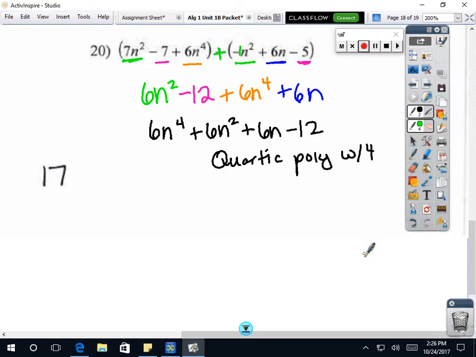Okay, now let's go back to page 15 and we are going to start subtraction. Turn back to page 15 and today we're going to be subtracting polynomials.